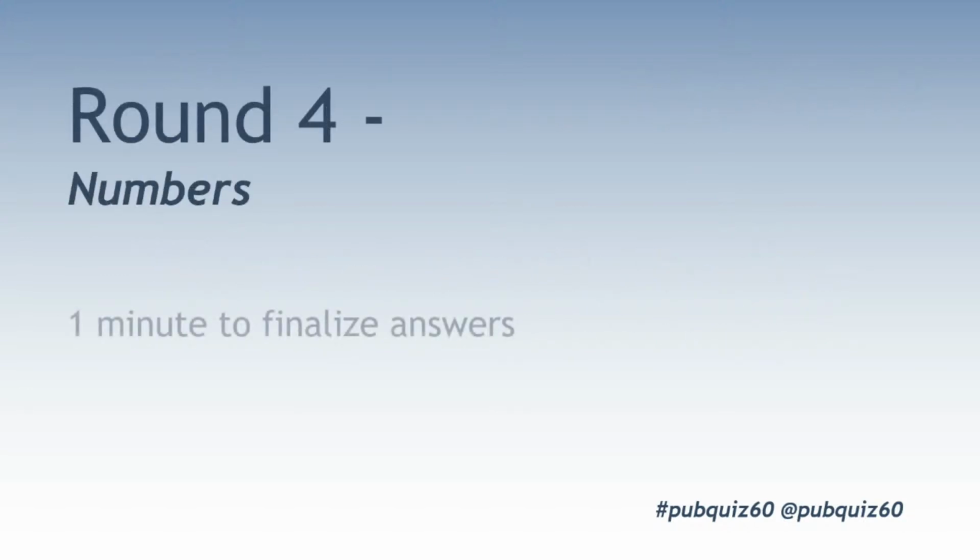So that brings us to the end of round 4, the numbers round. As with the previous rounds, we'll now have a minute just to finalise any answers you're unsure of before we come back and do round 5, general knowledge, and then final marking. But for the moment, a minute on the clock.